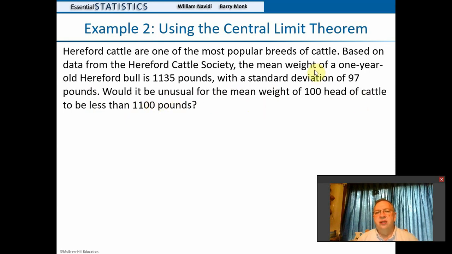As an observation, here's the standard deviation. Usual would be plus or minus 2 standard deviations if an individual bull was sampled or just weighed. So anything between about 935 pounds up to 1,335 pounds for an individual, plus or minus 2 standard deviations. But here we're taking an average weight of 100 head of cattle. So we have to find the mean of the sample means, the standard error of the sample means, and calculate the probabilities based on that.